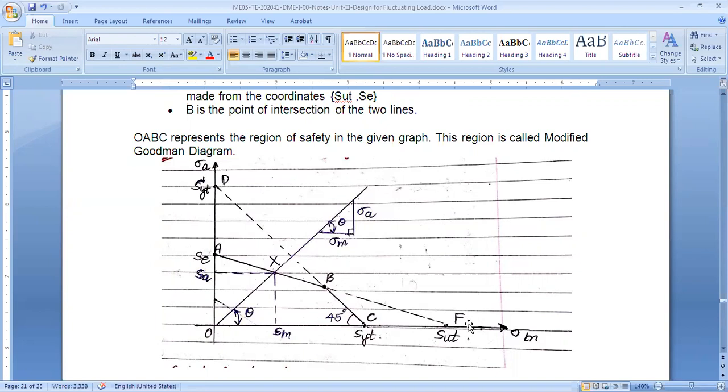We know the equation of the Goodman line. We know the equation with Syt, and what is that equation? Sigma m upon Syt plus sigma a upon Syt is equal to 1. So sigma m plus sigma a is equal to Syt. That was the equation of this line.